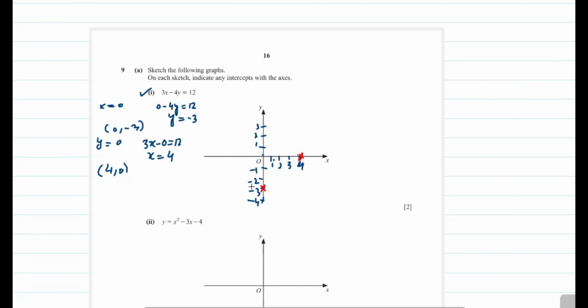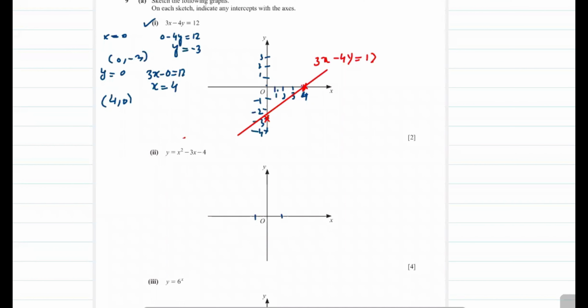You will join these 2 points, and after joining these 2 points, we get a line. Now the second part, y equal to x square minus 3x minus 4.